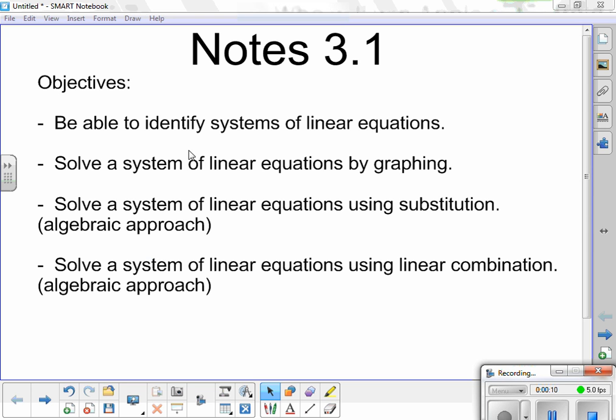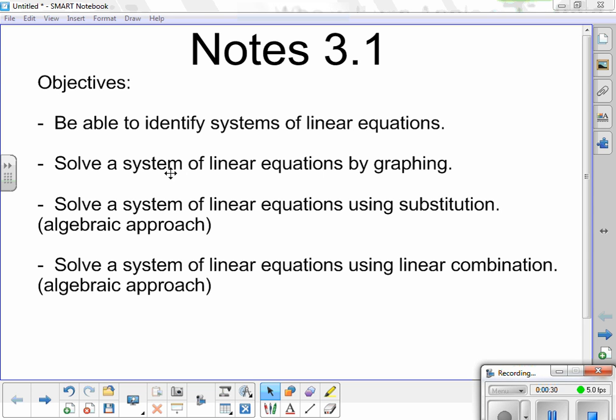Normally I split this into a few different days, but since we want to start accelerating a little bit, I'm going to bunch it all into one. So, notes 3.1: this entire unit is all about systems of linear equations. First off, I want to make sure you can identify them, so we're just going to define it and let you know what it is.